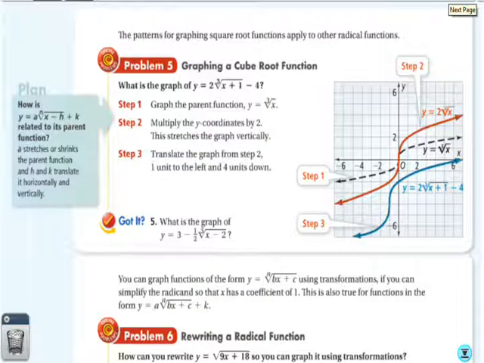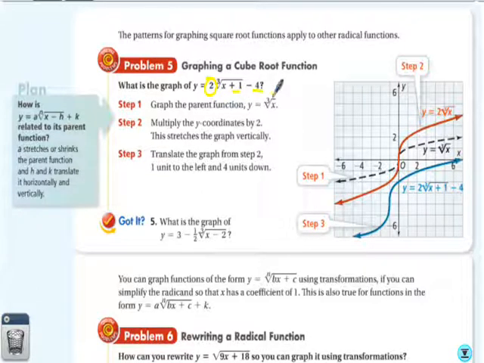All right, so graphing a cube root function. Let's take a look at that. First, we graph the parent function, so that's step 1. Then we apply whatever this is going to multiply everything by 2. This is going to shift stuff left and down 4.